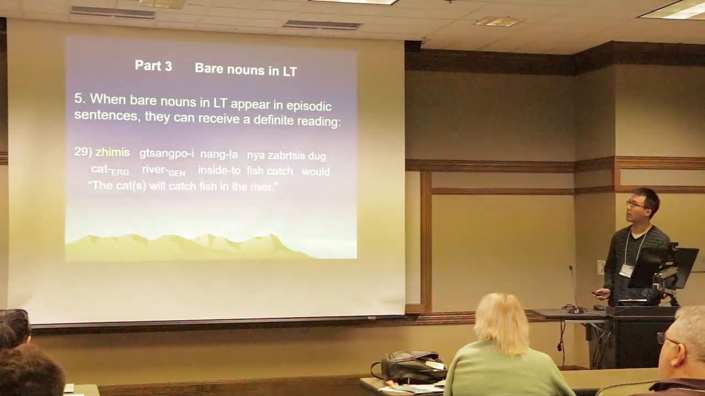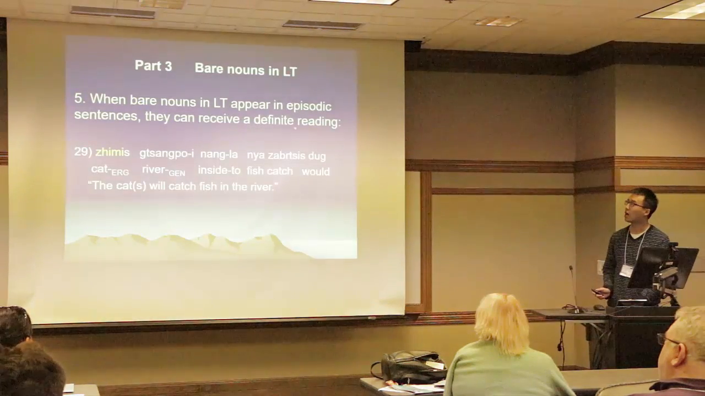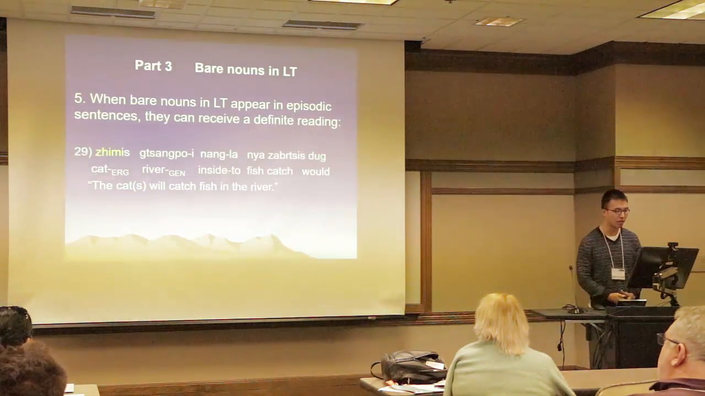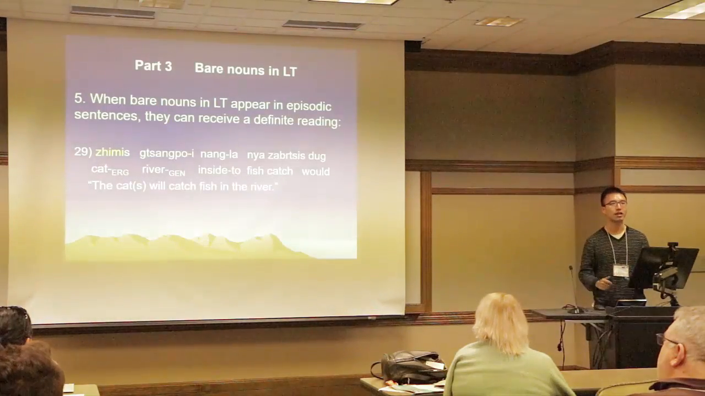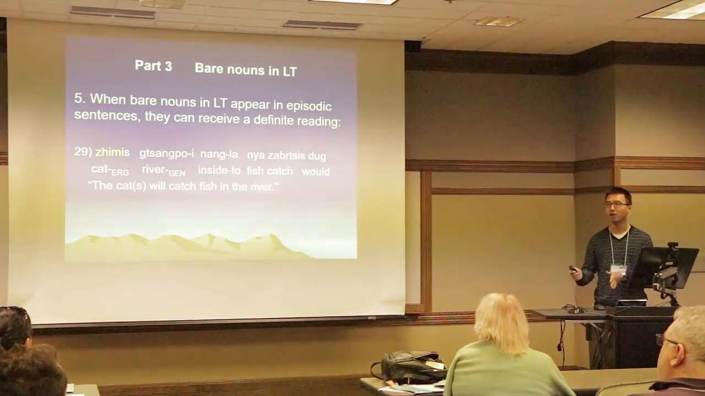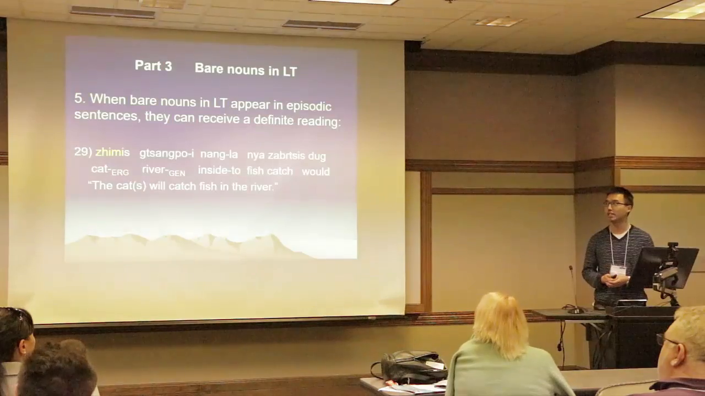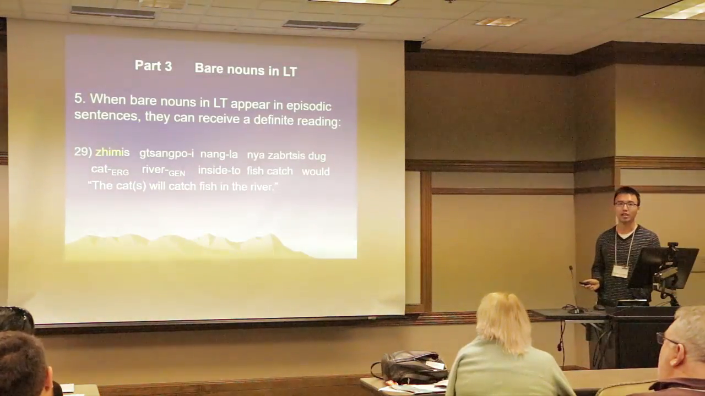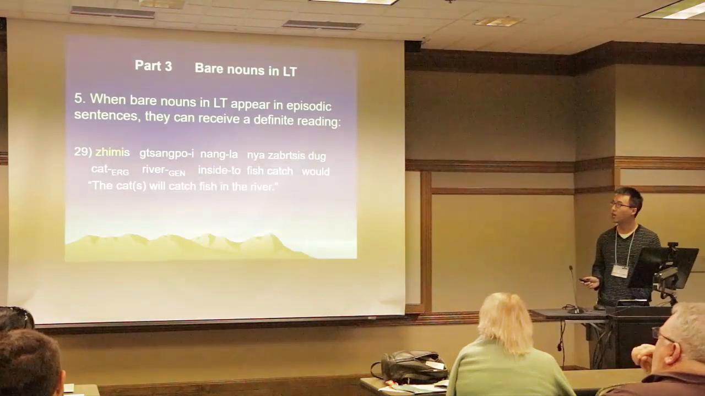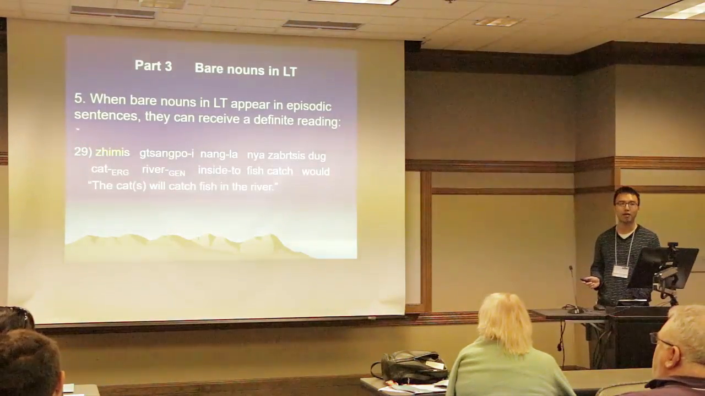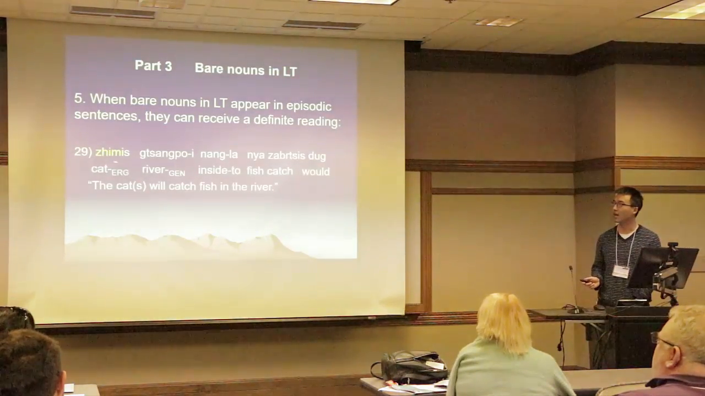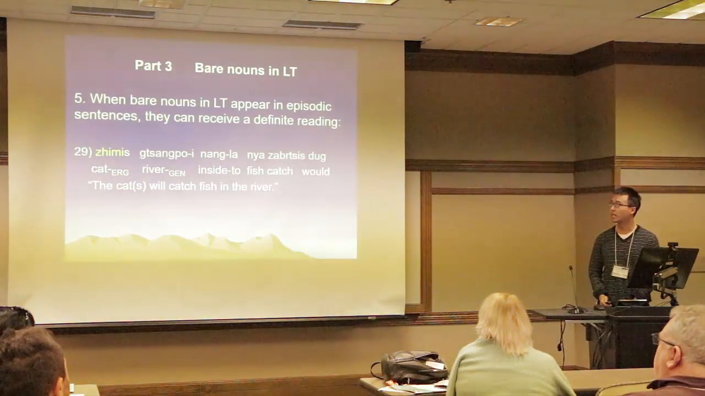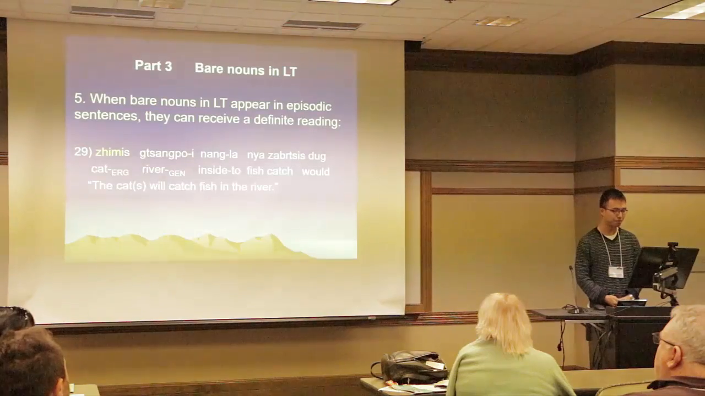The fifth property is that when bare nouns in Lhasa Tibetan occur in episodic sentences, they can receive a definite reading. For example, if you see a lot of cats running to a river and they are about to catch fish in that river, so in English you say the cats will catch fish in the river. But in Lhasa Tibetan you can just use the bare noun shimi, which means the cat, to indicate a definite reading. So the cats.